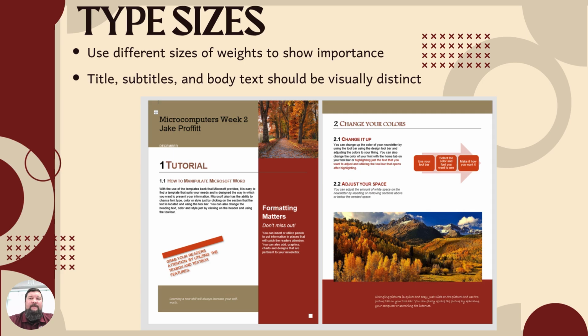Next is hierarchy. Hierarchy shows the reader where to look first. The use of bigger or bolder text signals importance. I used hierarchy by making section titles larger and bold while keeping the body text smaller and consistent. That visual order helps guide the reader naturally through the content.